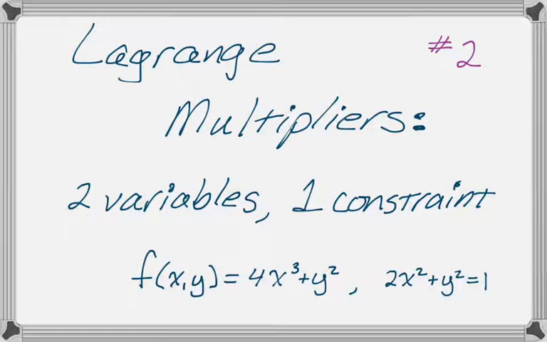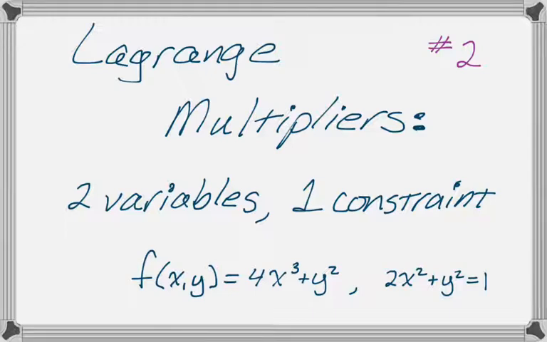Okay, in this video we are going to talk about Lagrange multipliers. We're going to have two variables and one constraint. Specifically, we're going to work on f(x,y) = 4x^3 + y^2, and our constraint will involve 2x^2 + y^2 = 1. So we're looking for the absolute biggest value and the absolute smallest value along that constraint curve for the function f(x,y).